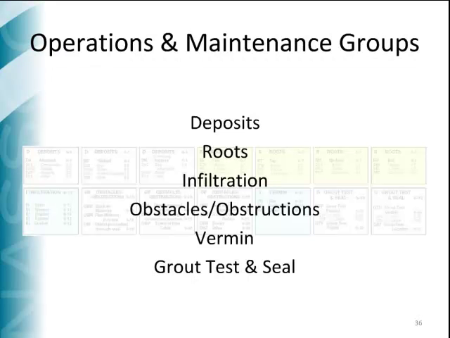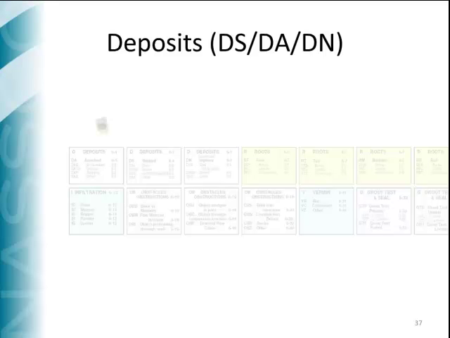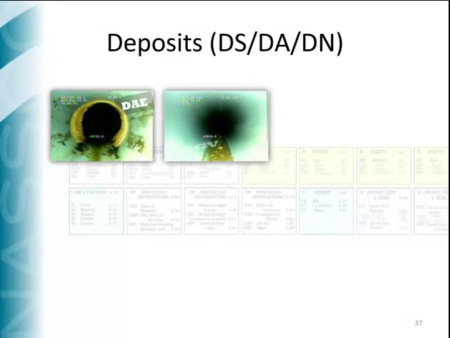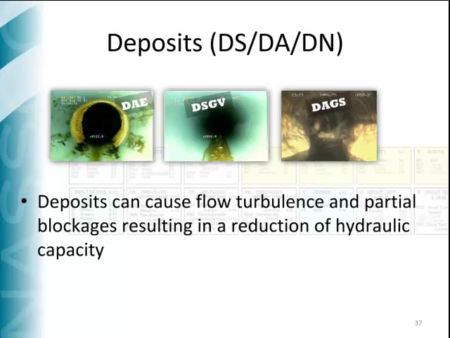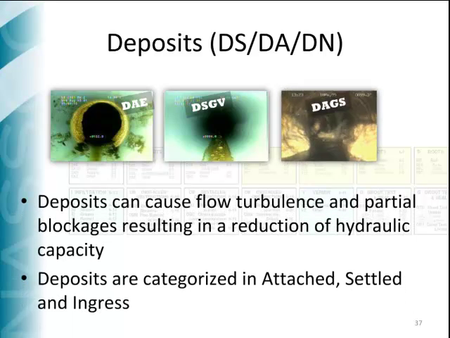The operation and maintenance family is organized into the following groups: deposits, roots, infiltration, obstacles and obstructions, vermin, and grout test and seal. Deposits cause blockages and reductions in hydraulic capacity. The deposits group in PACP is divided into DS for deposits settled, DA for deposits attached, and DN for deposits ingressed. The images shown on top show a deposit attached incrustation, a deposit settled gravel, and a deposit attached grease.